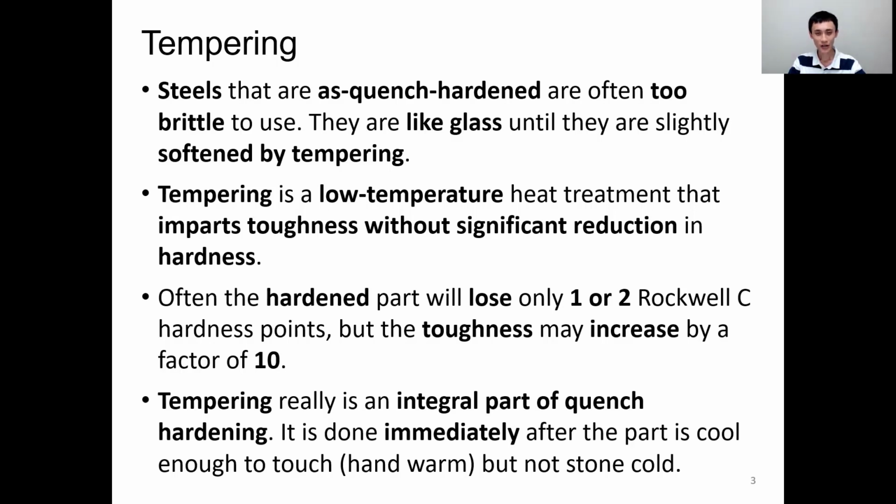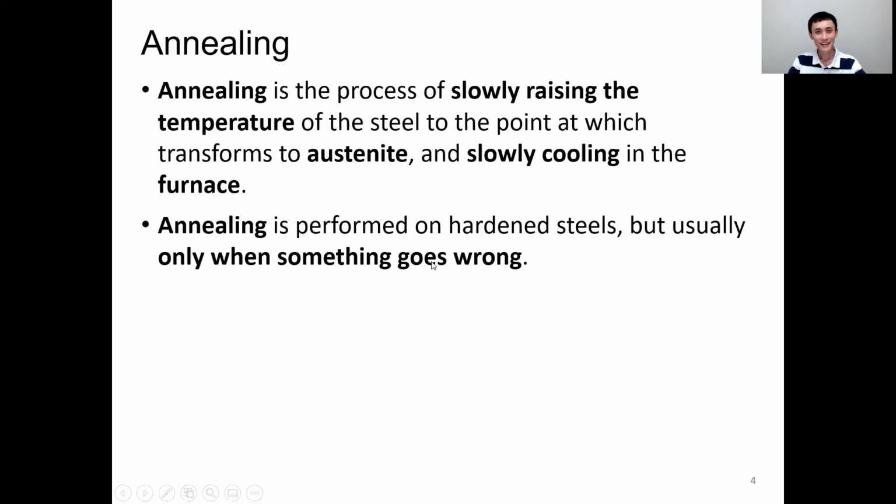So tempering is a process right after quenching in order to reduce the brittleness of the material, or you could say to improve the toughness of the material. At the same time, it will not significantly reduce the hardness of the material. And the next process is annealing.